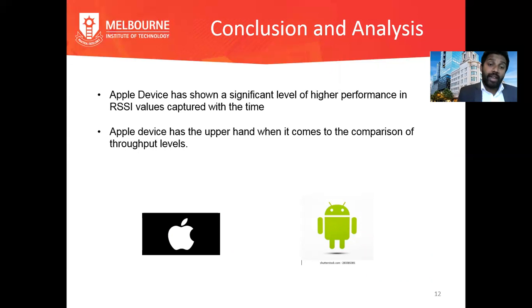And finally, we'll be coming to the conclusion. As you can visualize, Apple and Android devices have shown their unique performances, but the Apple device had the upper hand, and it has shown a significantly higher performance when it comes to RSSI value capturing with the time. And also in the other scenario, the Apple device had the upper hand when it comes to comparison of the throughput levels. So that is our main conclusion based on the results.